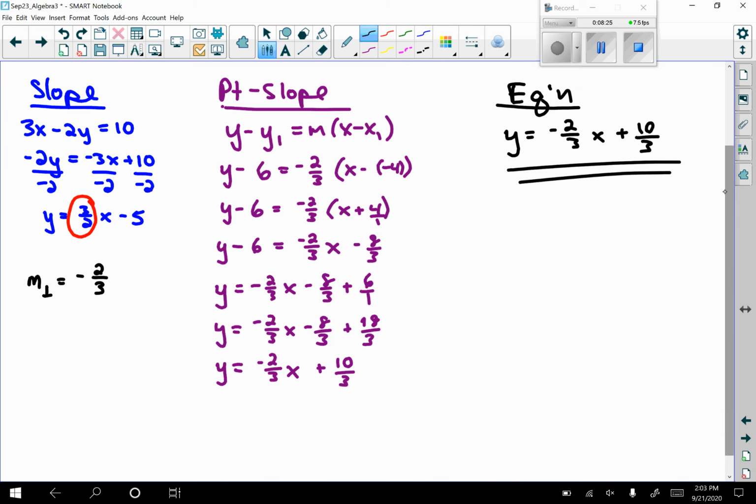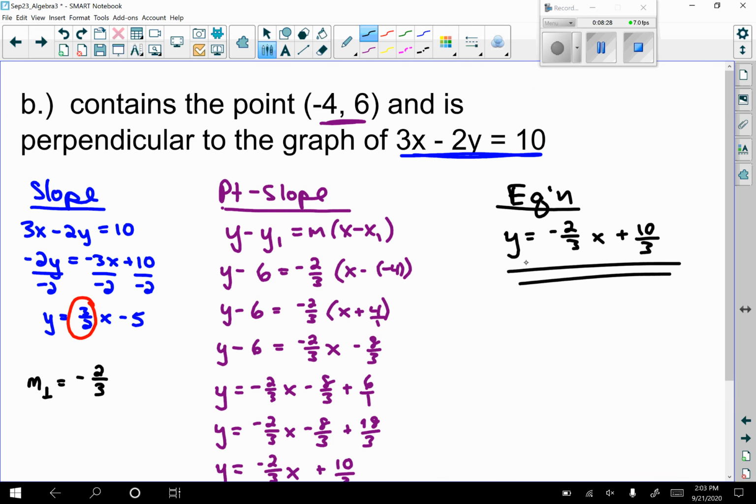So again, check this. Go to a Desmos page. Graph this equation we just came up with. Then graph the line 3x minus 2y equals 10. They should look perpendicular. Then also plot the point negative 4, 6. Our line that we came up with should go through the point negative 4, 6, and it should be perpendicular to the line 3x minus 2y equals 10.